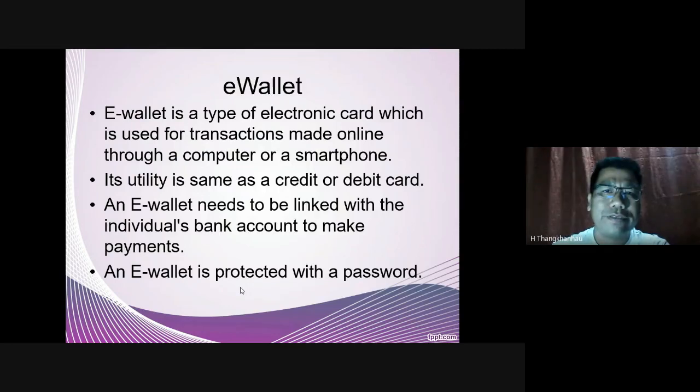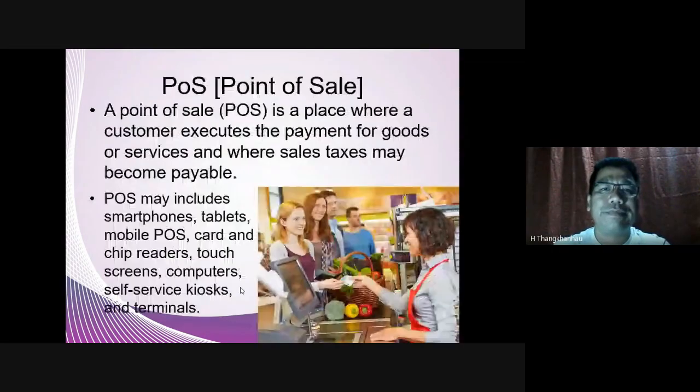All right, let's go to the next slide. The next slide is regarding point of sale. When you say point of sale, it is the place where customers execute the payment for goods or services, or where sales tax may be payable. Point of sale includes smartphone, tablet, mobile, cards, chip reader, touchscreen computer, self-guide kiosk and terminals, etc.